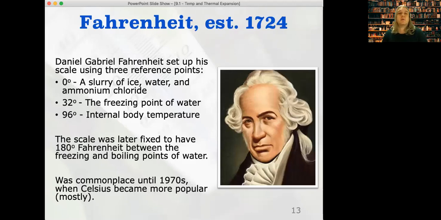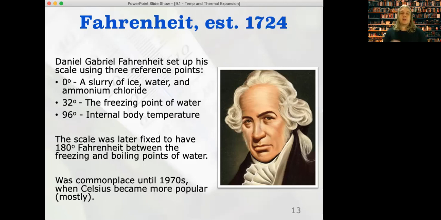Back in 1724, around about, Daniel Gabriel Fahrenheit set up his temperature scale. Now, I just said we only need 2 points to fit a straight line, but he overcompensated and he fit 3 points, which only serves to confuse things, especially when one of them is the internal body temperature, which is inconsistent. So we've got a slurry of ice, water, and ammonium chloride, and he said, right, we'll make that 0 degrees Fahrenheit. He said that we'll make the freezing point of water 32 degrees, and we'll call internal body temperature 96 degrees Fahrenheit.